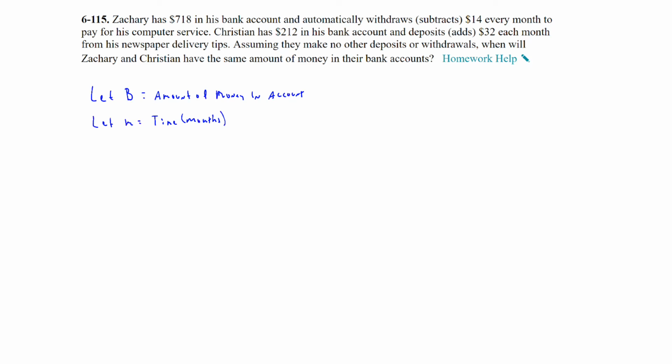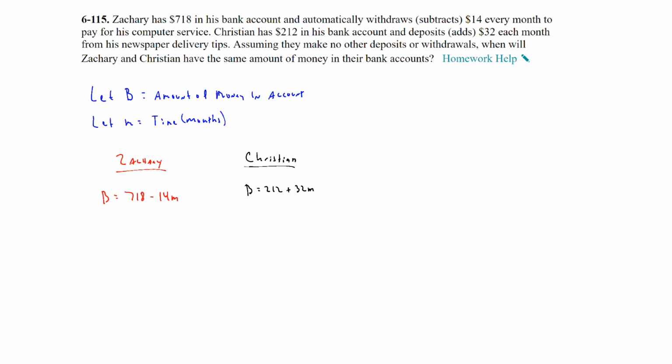We can set up two different equations for each of the different accounts. So for Zach, he has $718 in his bank account and withdraws $14 every month. So the amount of money in his bank is $718, but he's going to withdraw or subtract $14 every month. Whereas Christian has $212 in his account and is going to deposit or add $32 per month.